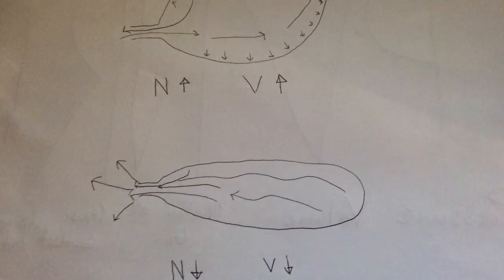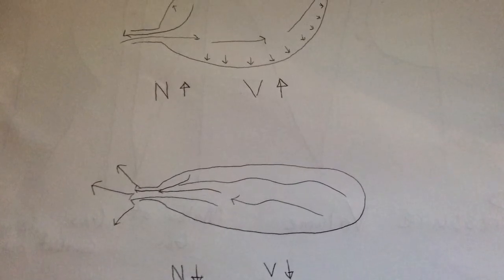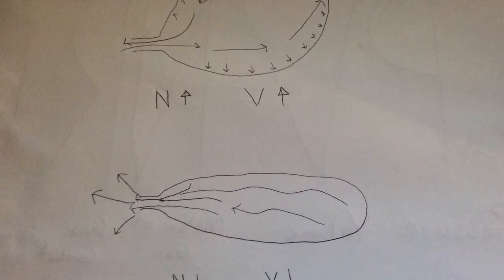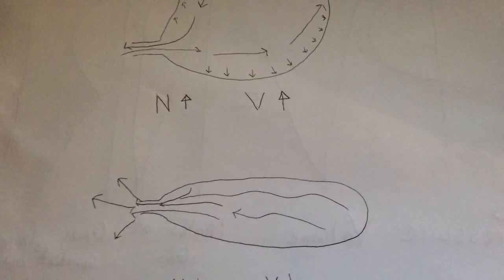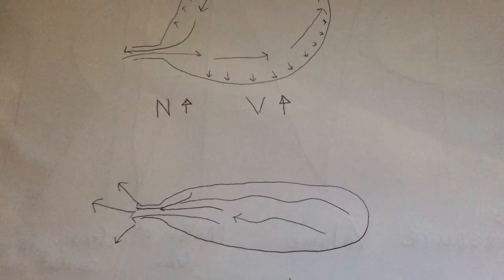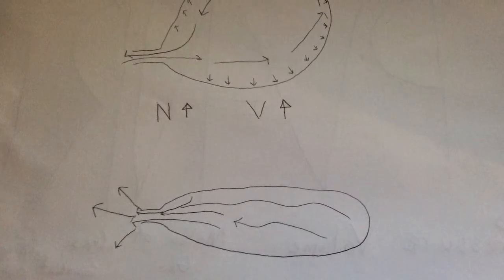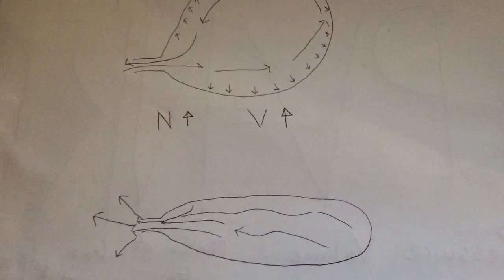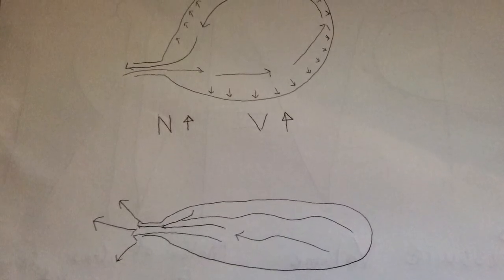Here we could see that on the bottom, as the moles of gas are leaving the balloon, the volume also begins to decrease. And on the top, when the moles of gas begin to increase, the volume also increases, showing a direct relationship.